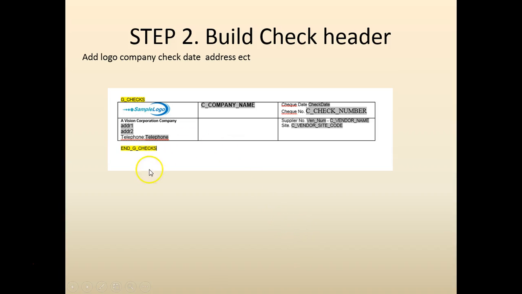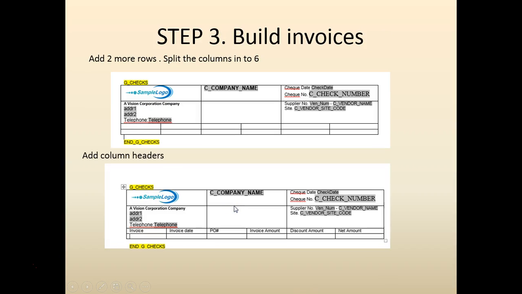So in step 2, we have added the details on the header, and now let's do this step where we are going to add this table right below this top portion, where we are going to enter the invoice date, invoice number, net amount, all those stuff. So let's go ahead and process this.